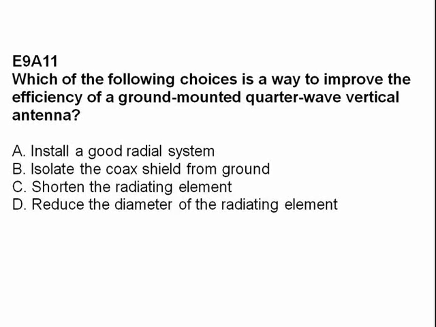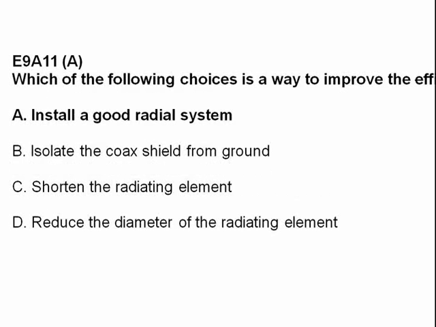Which of the following choices is a way to improve the efficiency of a ground-mounted quarter-wave vertical antenna? A. Install a good radial system. B. Isolate the coax shield from ground. C. Shorten the radiating element. D. Reduce the diameter of the radiating element. The answer is A. Install a good radial system.